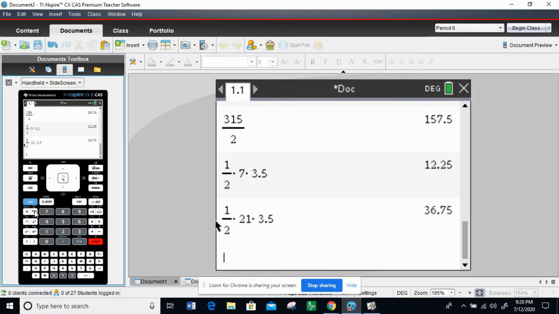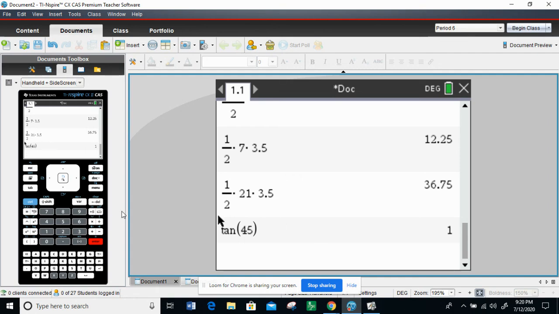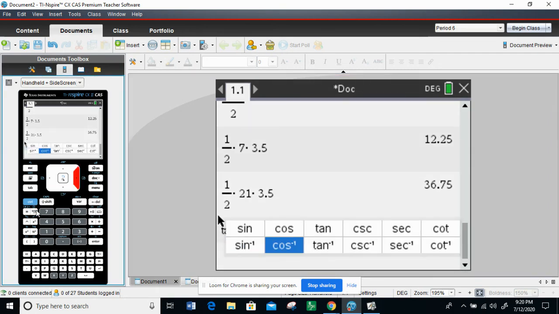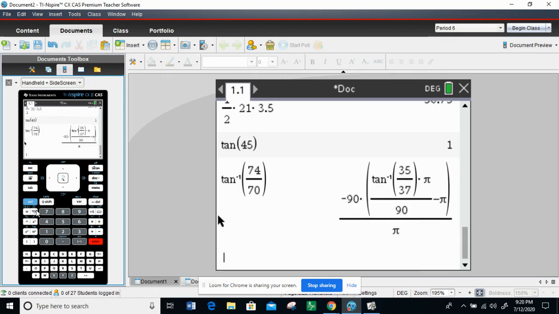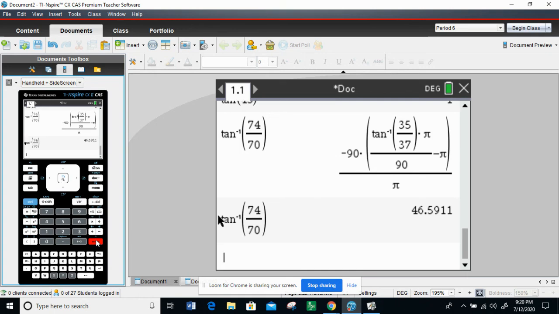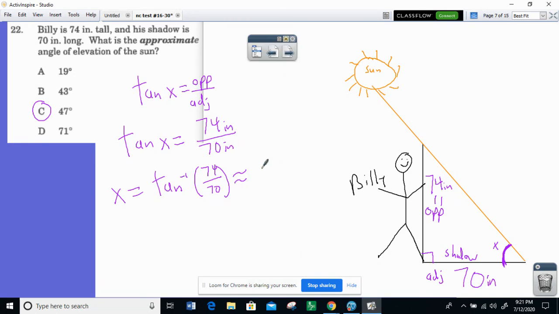Well, let's make sure that we're really in degree mode. We are. So we want to do the inverse tangent of 74 over 70. And that gives us a big ugly calculation, but that's actually 46.59 degrees, which rounds up to 47 degrees. That's how we get C.